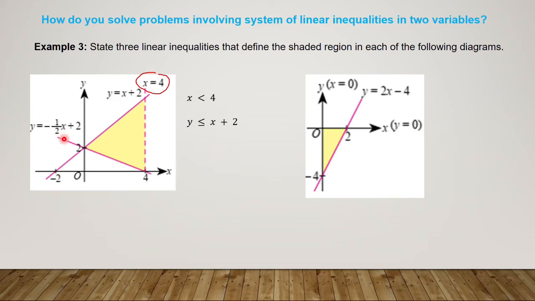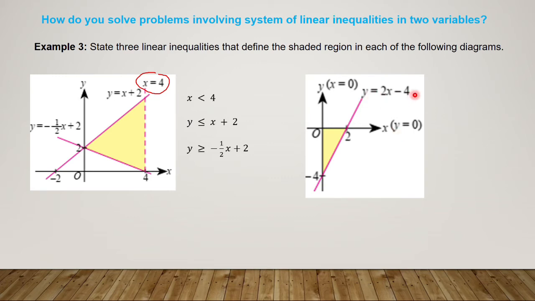And then for the third inequality here, you can see the region is on top of the line. So it will be y is greater than or equal to negative 1 over 2x plus 2. Okay, now we look at the second diagram here. If you look at the second diagram, we also have three equations.